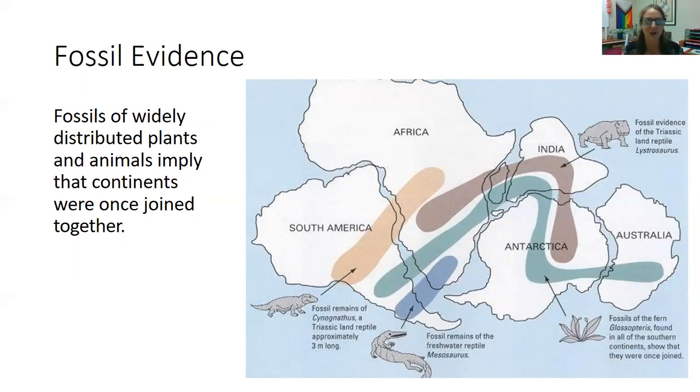So early on in the early 1900s, people start to think, maybe the continents used to fit together. And Alfred Wegener in 1915 proposed the idea of continental drift, that a long time ago we had a single continent, Pangea, and since then the continents have drifted apart.